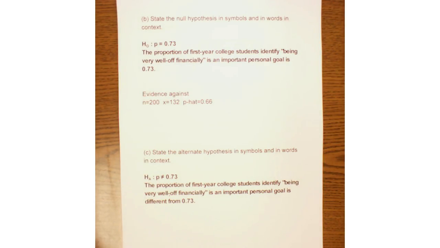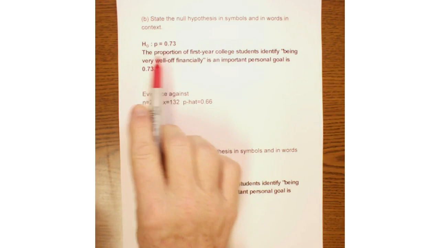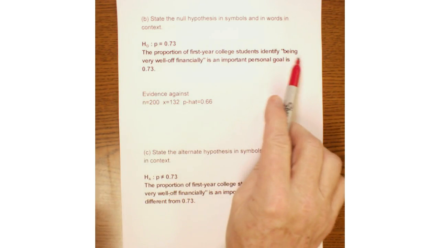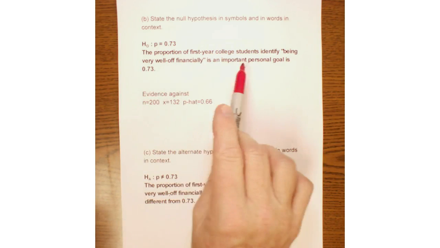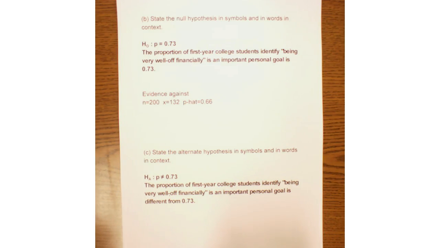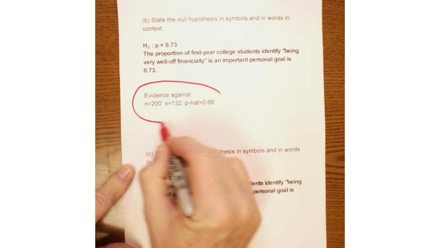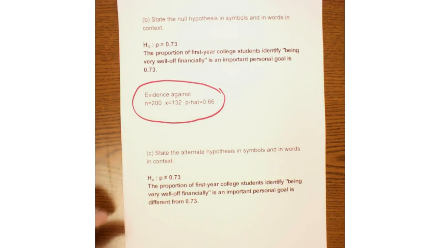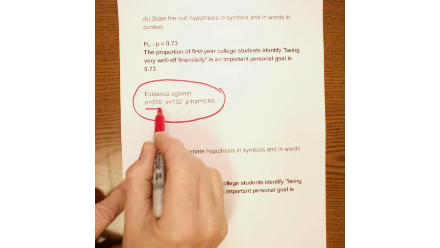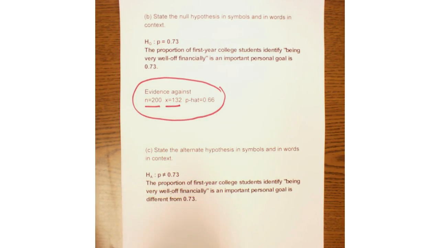So the null hypothesis: p is 0.73, which means the proportion of first-year college students identifying as being very well off financially as an important goal is 0.73. Something to include, the evidence against the null hypothesis is what I collected in my sample. So my sample size was 200. There were 132 of the students who actually identified as being very well off financially as an important personal goal.